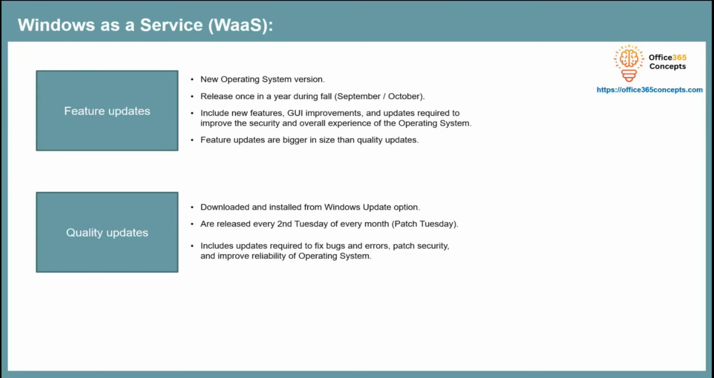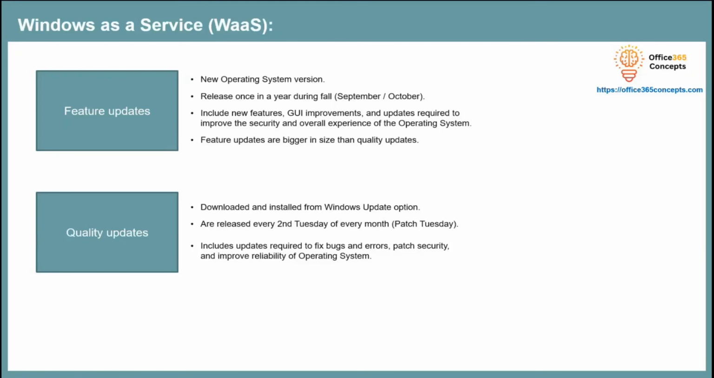In Windows 11, we might get quality updates along with new features, but for Windows 10, we do not get new features along with quality updates. So in a nutshell, feature updates are the whole new version of the operating system that is released once a year, and quality updates are the cumulative updates released every second Tuesday of every month.